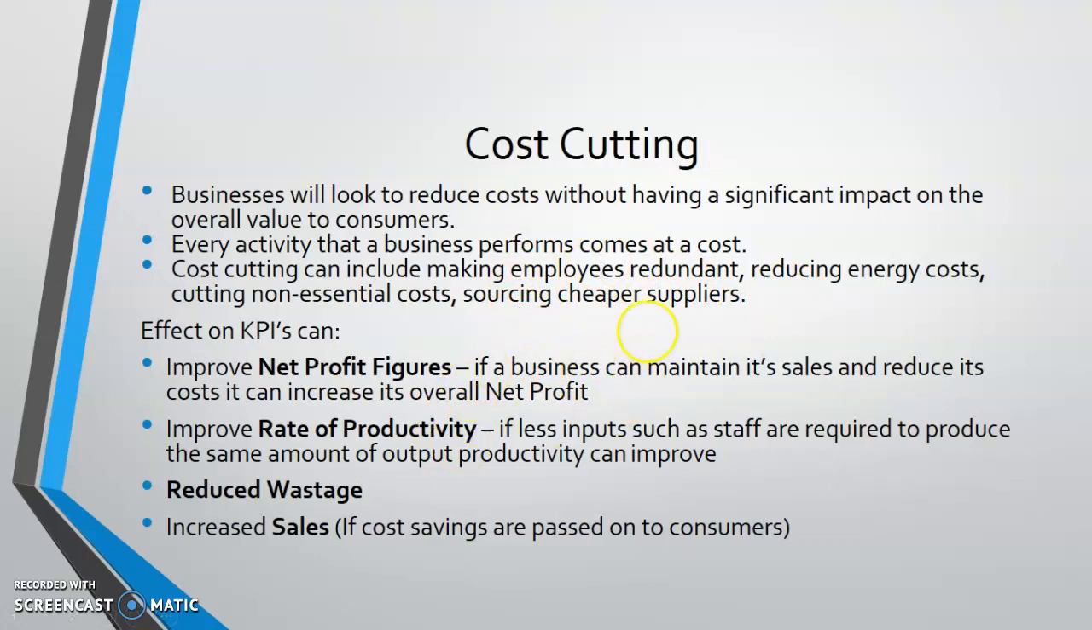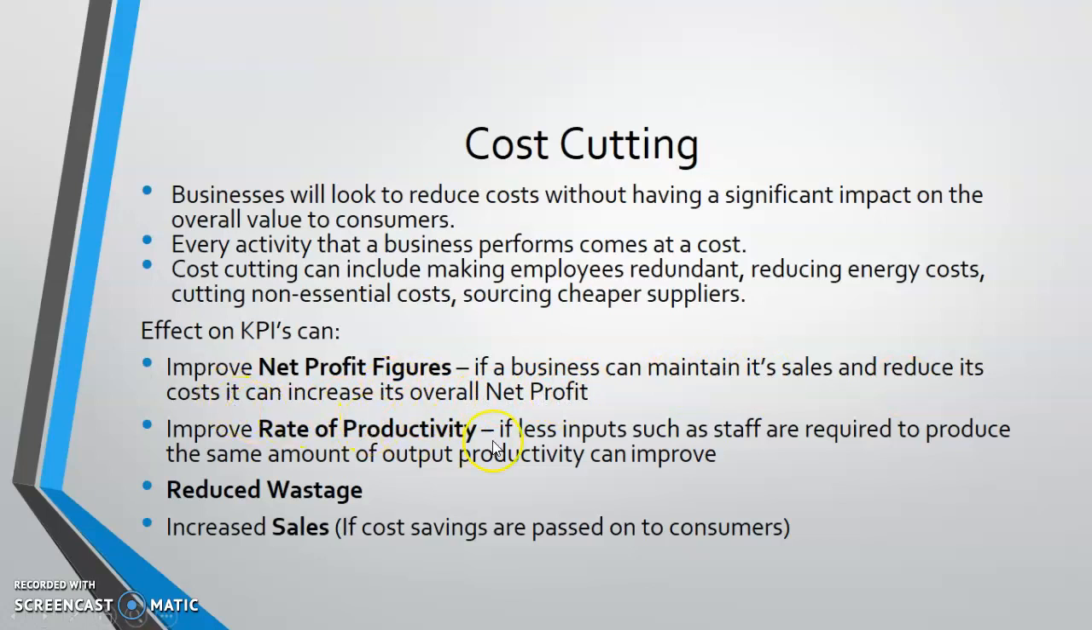Okay, now the effect on KPIs is going to be again net profit figures. When the costs are less, it is going to increase the net profit of the business. If a business can maintain its sales and reduce its cost, it can increase its overall net profit. So sales are staying the same, but you're reducing the cost.